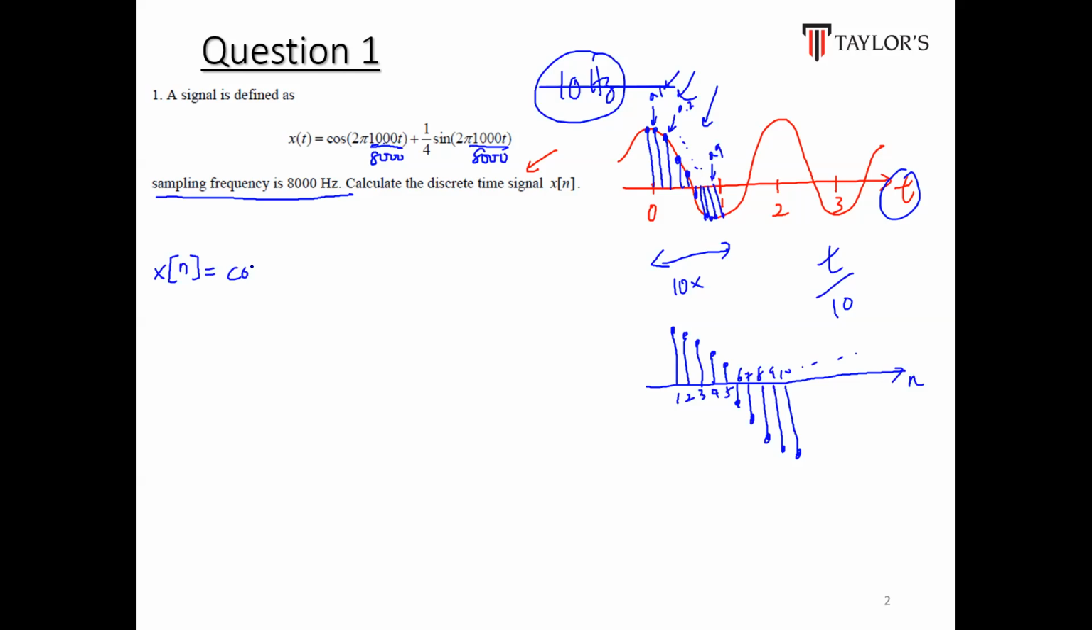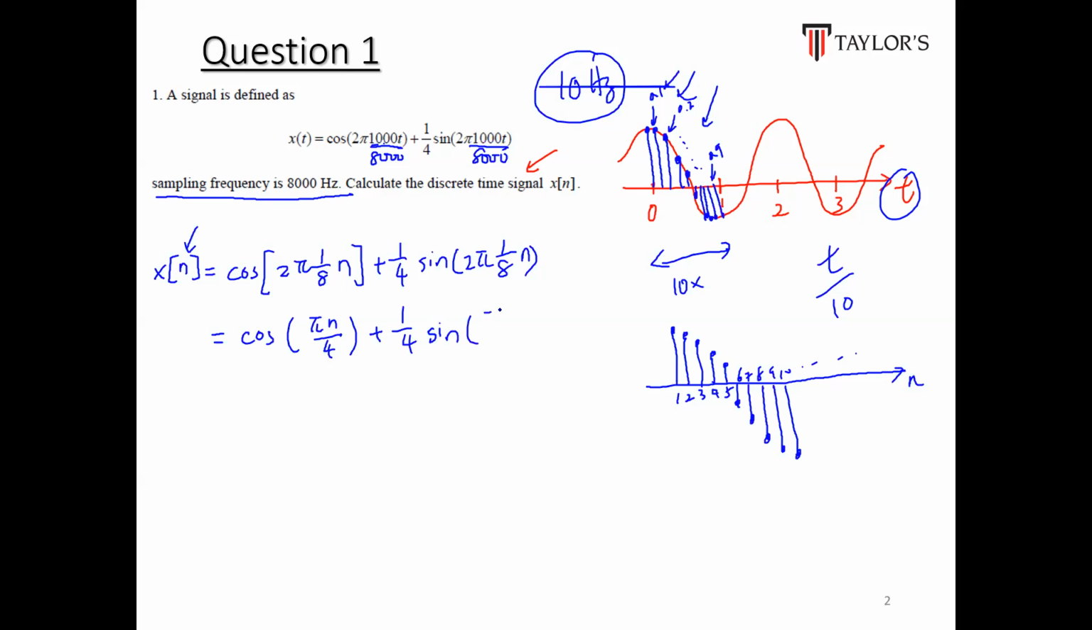So this will become cosine of 2 pi 1 over 8 n, because now it becomes n already, it's no longer t, plus 1/4 of sine of 2 pi 1 over 8 n. If you write it properly, it will become cosine of pi n over 4 plus 1/4 of sine of pi n over 4. And this is the answer for the first question. It's already done.